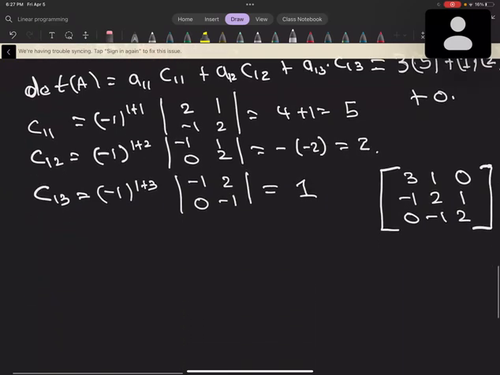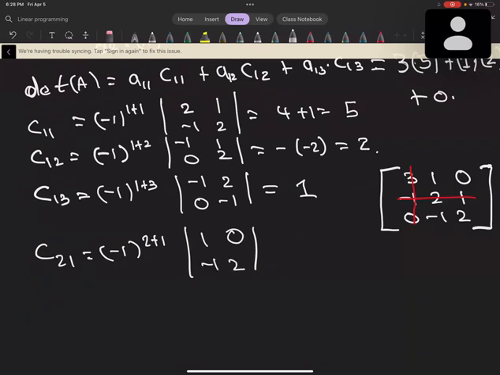Okay, so we continue. Now we need to find C21, which is minus 1 to the 2 plus 1, and this is, oh, no, sorry. You see, those are the mistakes. So row 2, column 1. So my numbers are 1, 0, minus 1, 2. And then this is minus, and 1 times 2 is 2, so minus 2. Listo?